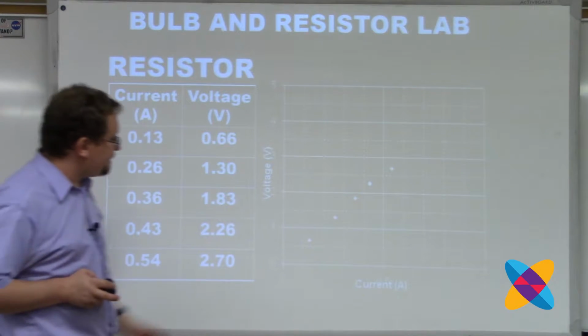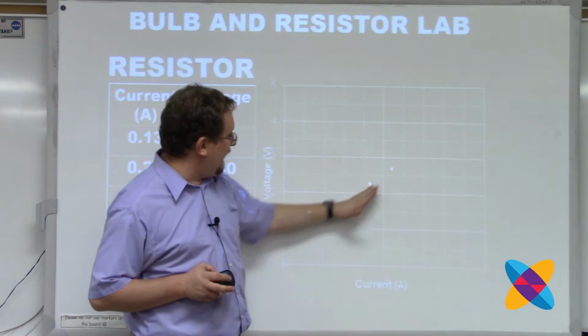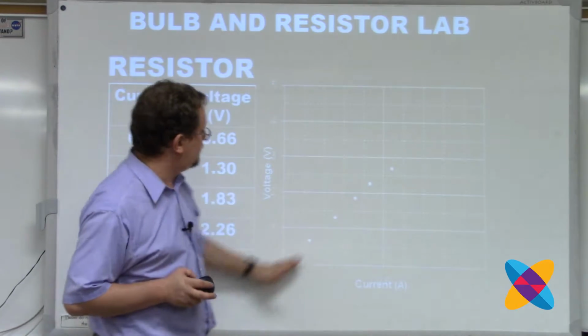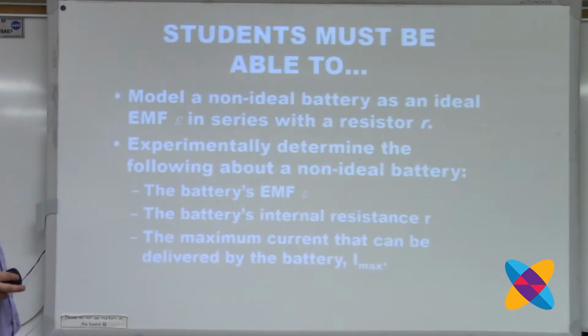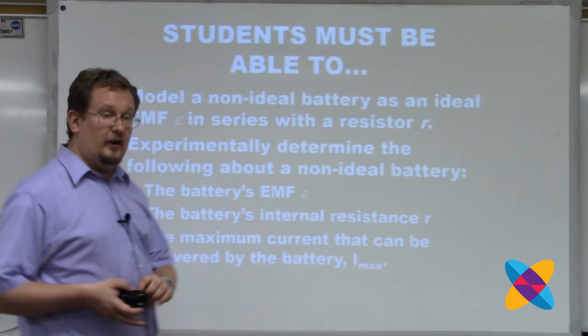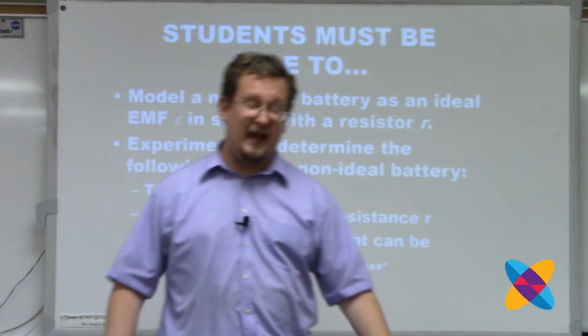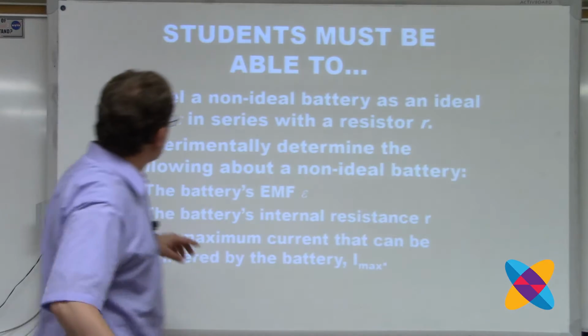Here's the resistor, and you'll see a very nice line through the origin. Look at that. It goes through the origin, so the resistor is ohmic. All right, here's the last of our little discussion items together.